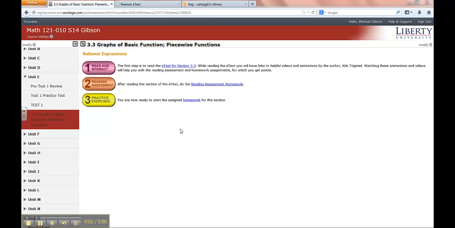Okay, I'm in MyLab Plus here. The homework for section 3.3, well, the reading and the homework are due this week. They're set for Thursday, this coming Thursday, a week from today. Since the test is due Wednesday, I'm actually going to push the due date on both the homework and the quiz for next week back to Saturday.